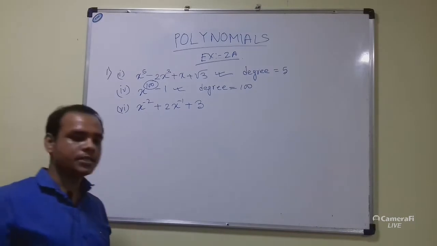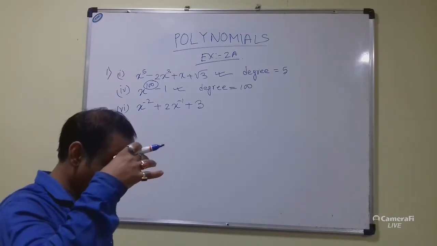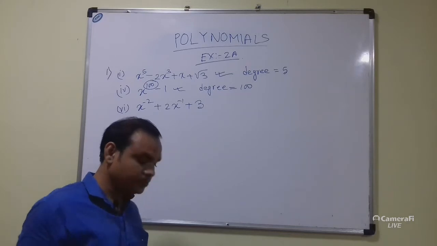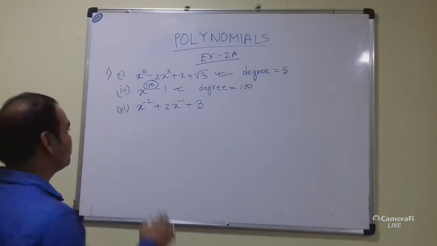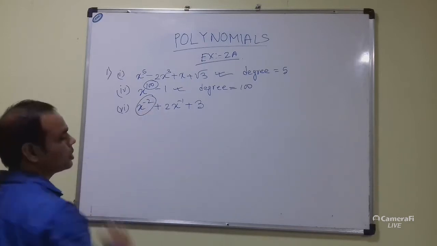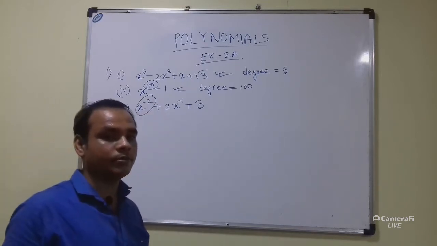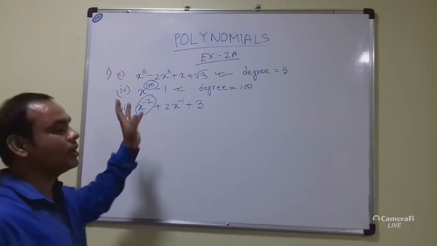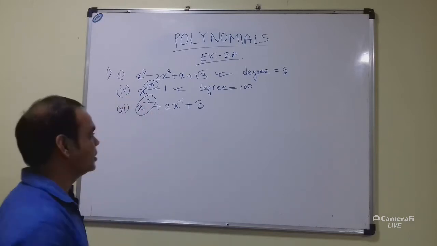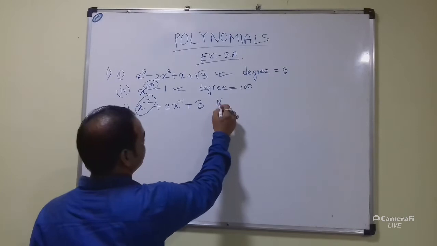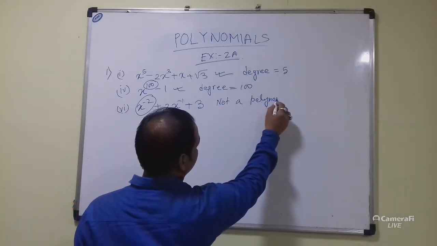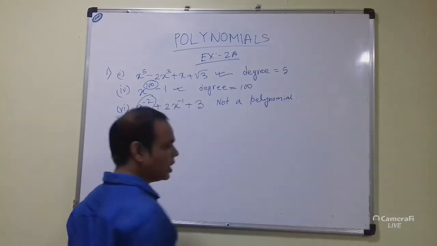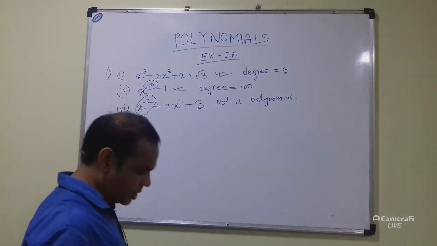So is it a polynomial, students? Tell me, is it a polynomial? No, it's not a polynomial, because its exponent is negative. If the variable has a negative exponent, then it is not a polynomial. I hope you understood.